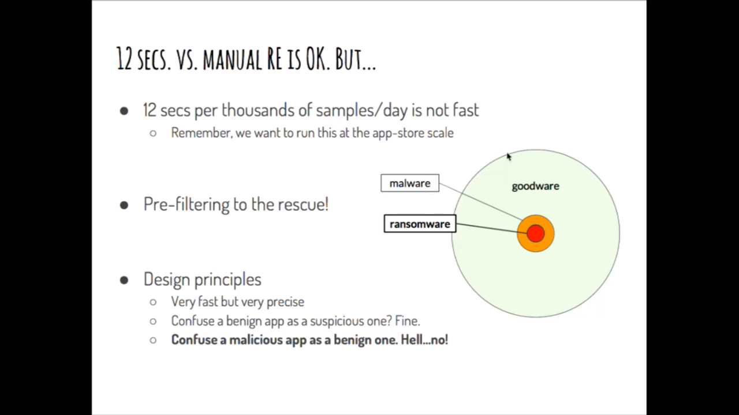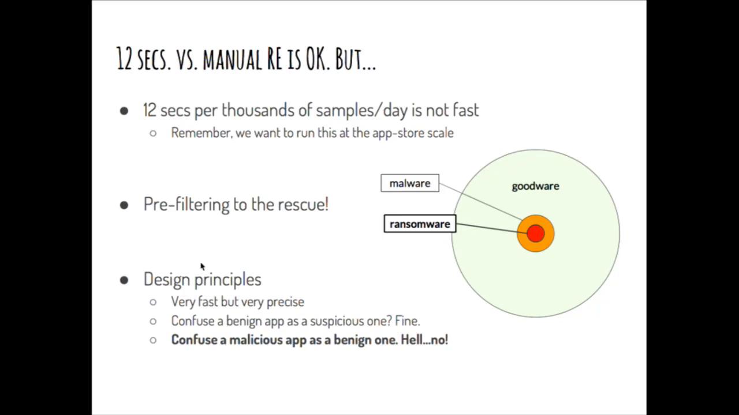We observed that the majority of applications that are out there are fortunately goodware, so non-interesting. We don't want to spend expensive analysis time on these applications. We would like to quickly filter them out and focus on the suspicious files that are maybe malware or, interesting for us, ransomware, right? So these are the design principles that we adopted.